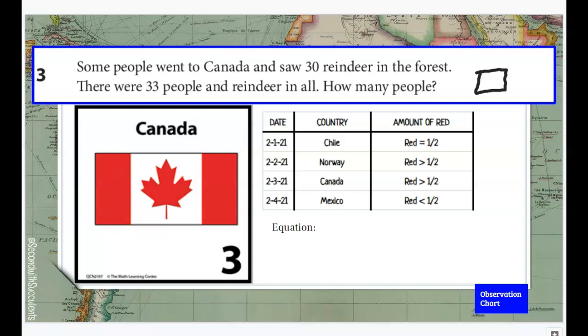Listen as I read the problem again to write your equation. Some people went to Canada and saw 30 reindeer in the forest. There were 33 people and reindeer in all. How many people? Show a connection if you wrote an equation that looks like this.